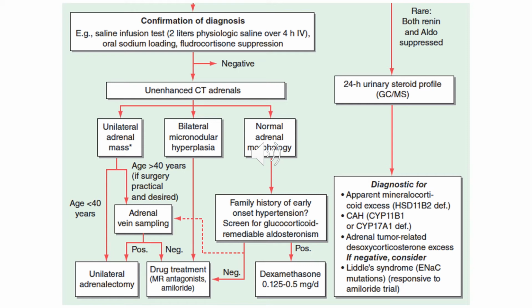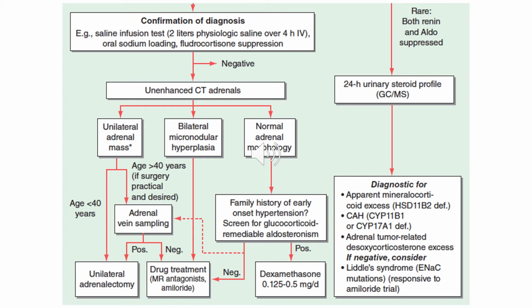Adrenal vein sampling is a criterion standard test to distinguish between unilateral and bilateral disease in patients with primary aldosteronism. Lateralization is confirmed by an aldosterone cortisol ratio that is at least twofold higher on one side than the other.